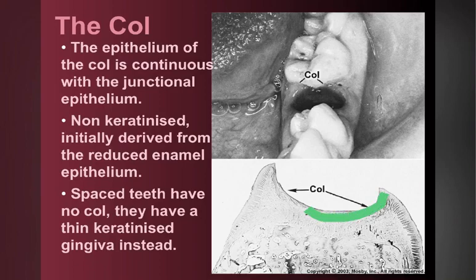It's smooth, thin, and doesn't have rete ridges. And also it's derived from reduced enamel epithelium, and it has the same cytokeratin profile as the junctional epithelium. Spaced teeth have no col. They have thin keratinized gingiva instead.